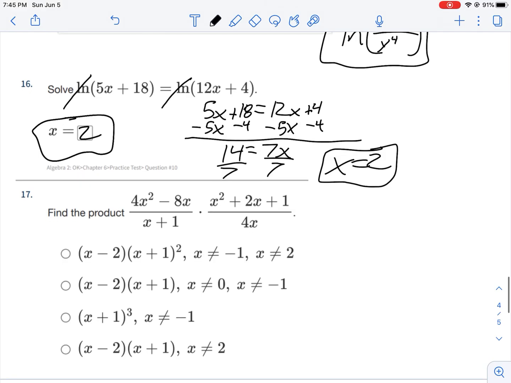All right. Find the product. These are multiplying straight across. One thing we want to do, factor, if we're multiplying, factor everything that you can, because we're going to have cancellations. Now, 4x squared minus 8x, we're going to factor an x out. So this is really 4x gets factored out. What gets left behind is going to be x minus 2. So we've already factored this. And now we have it multiplying with x squared plus 2x plus 1.